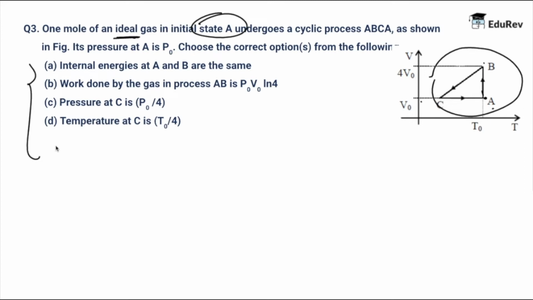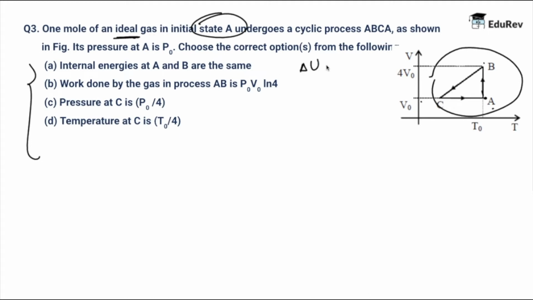We need to choose the correct options from the following, that is these. Now as A undergoes a cyclic process, that is A to B, B to C and again from C to A, so delta U has to be 0. Thus the internal energy is constant in this process and the internal energy is same at what? Point A and point B.